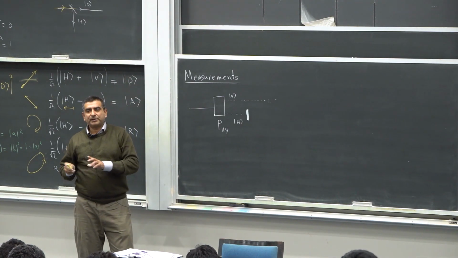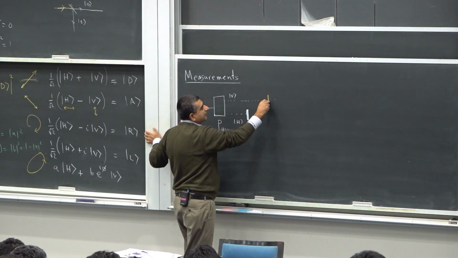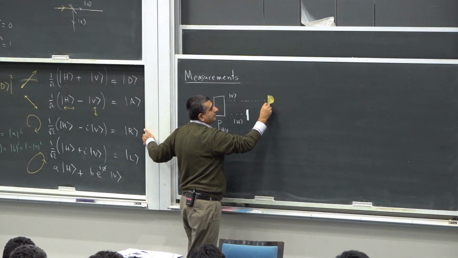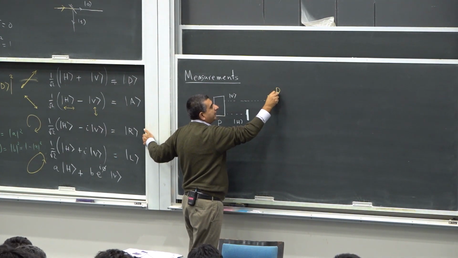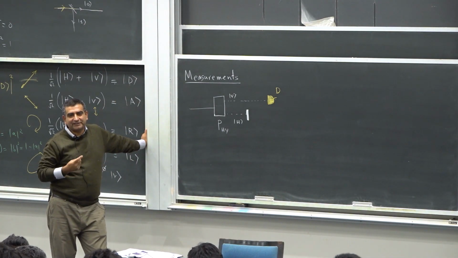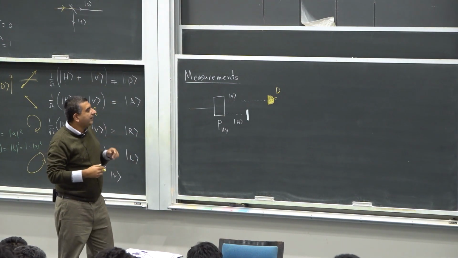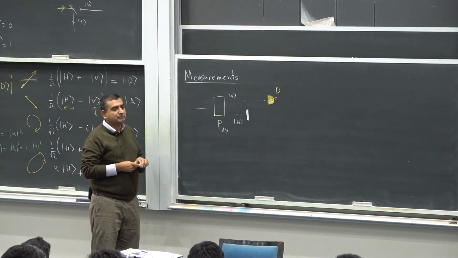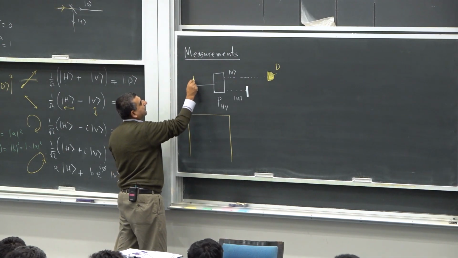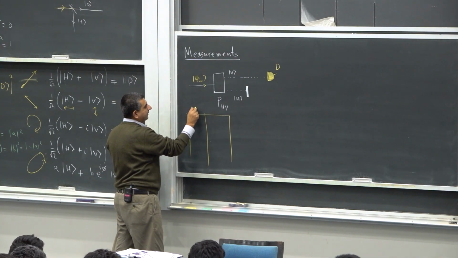So I input a quantum state. Let's put a detector over here. Some D, let's call it D. Don't confuse D with diagonal. This is some detector D. Now a photon comes in, it will have some quantum state. Let's look at different scenarios. This is my psi in. Some photon coming in, psi in.